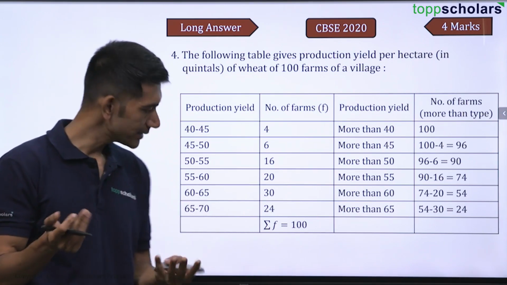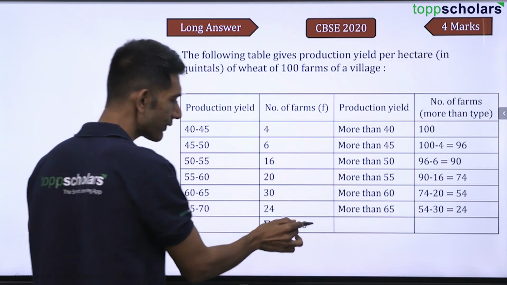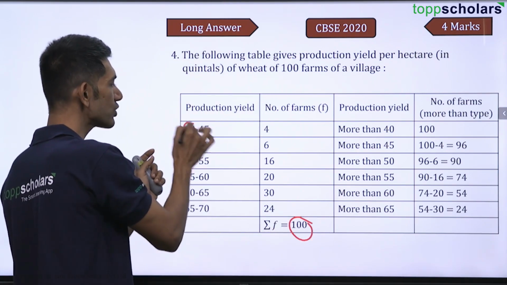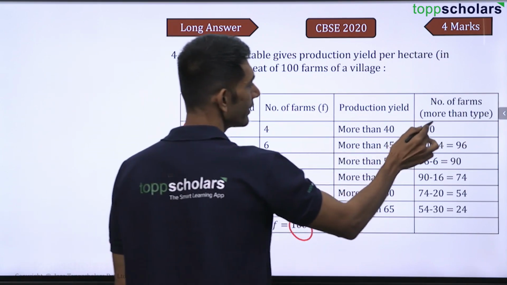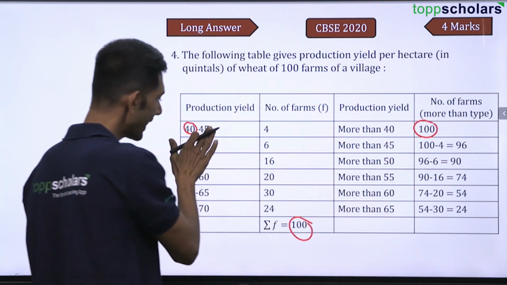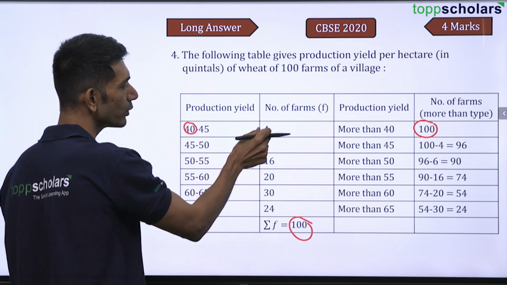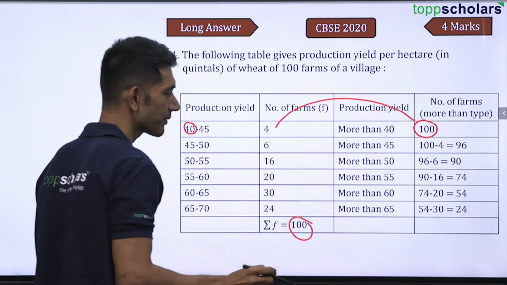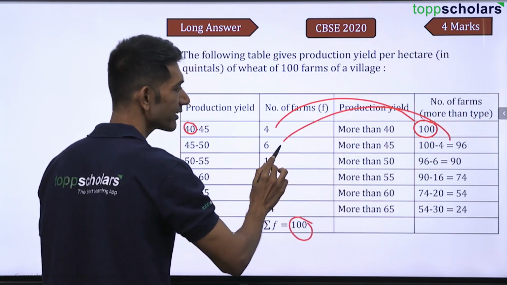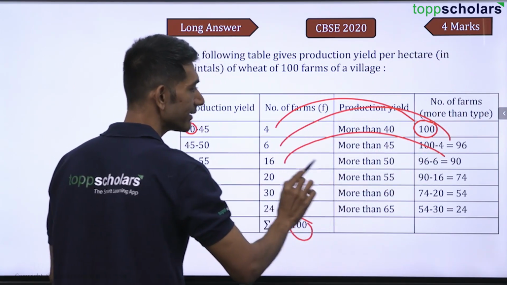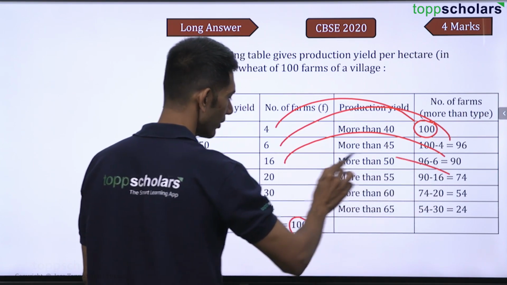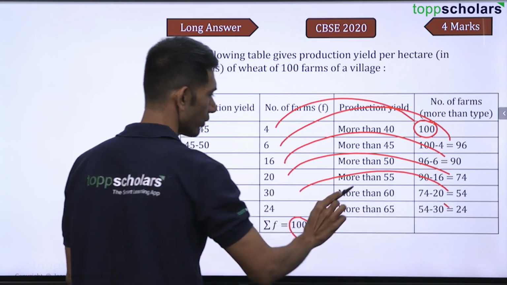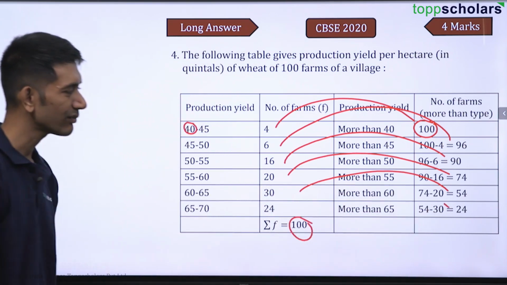If you are getting confused in that, there is one more way. What is the total frequency? The total is 100. So more than 40 will be 100 because this is the least value. So write down 100 here. Then to get the next value, that is more than 45, you need to ignore 4. So 100 minus 4 is 96. Then 96 minus 6 is 90. 90 minus 16 is 74. 74 minus 20 is 54. 54 minus 30 is 24. So that is one of the ways of doing it.